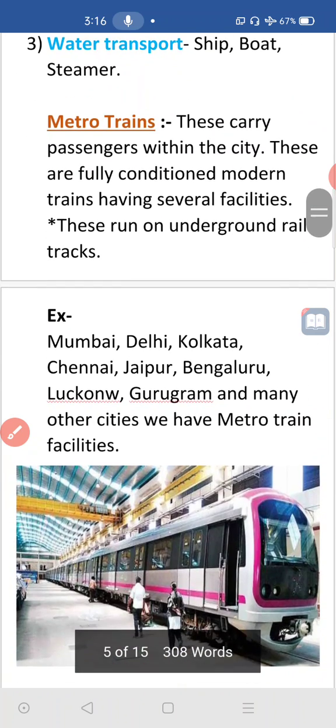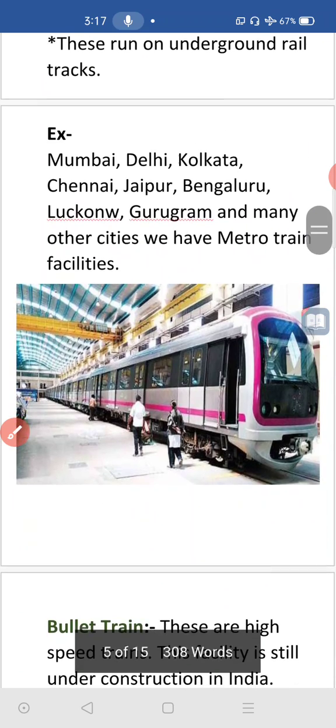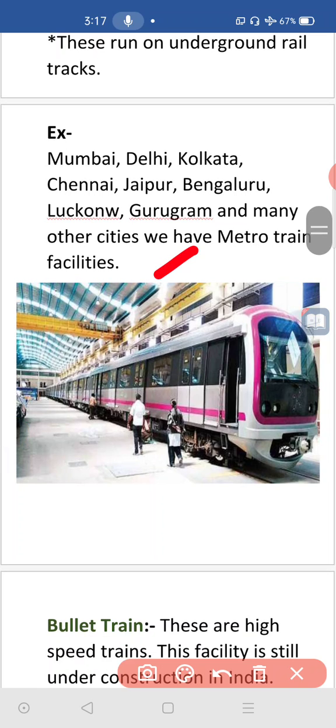An example they have given here: Mumbai, Delhi, Kolkata, Chennai, Jaipur, Bengaluru, Lucknow, Gurugram in Haryana state, and many other cities have metro train facility. It means in all these cities we have metro train facility. Here is an image of that metro train. It is under the ground. They put a track here. This is the metro train, running on that track which is kept underground.